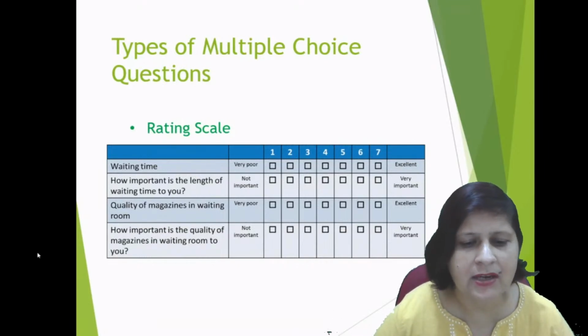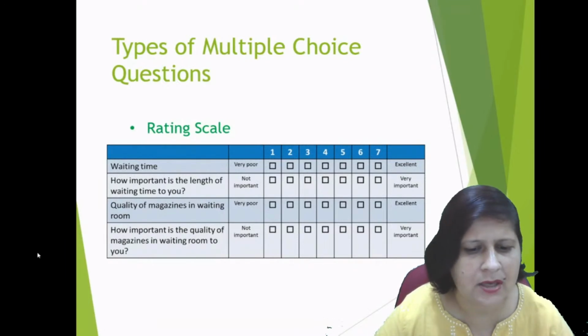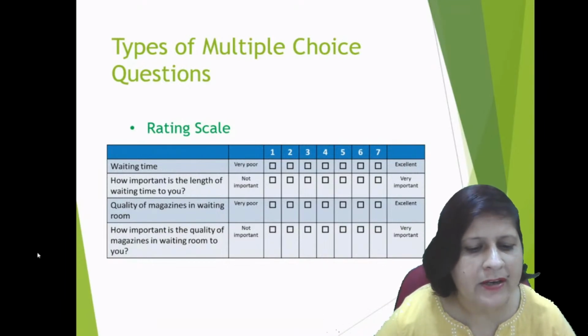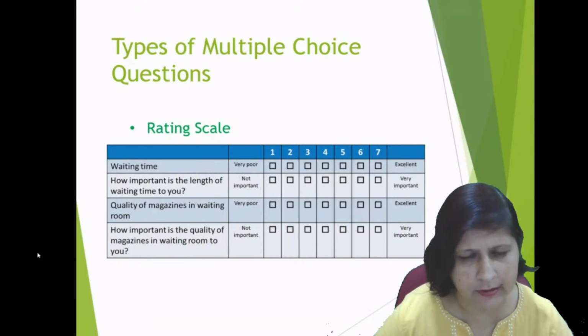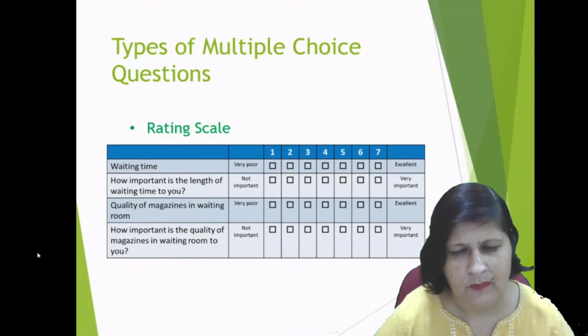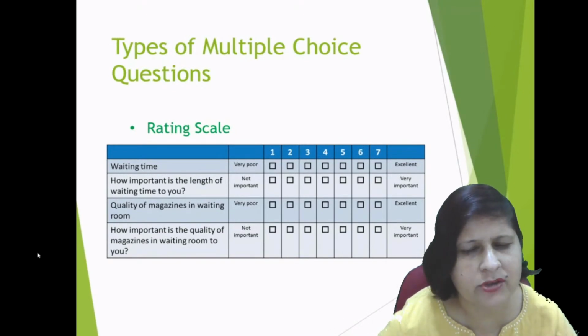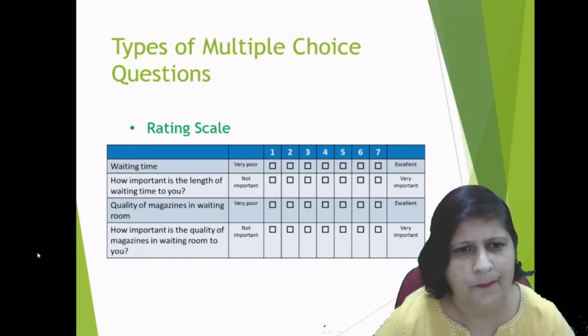Quality of magazine in waiting room, that is 3. Very poor, right? It is 3. It means there is still scope for improvement. Better, but it could be improved. How important is the quality of the magazine in the waiting room to you? It is very important. 7. So one should pay attention to the quality of the magazine if you are getting these types of responses.